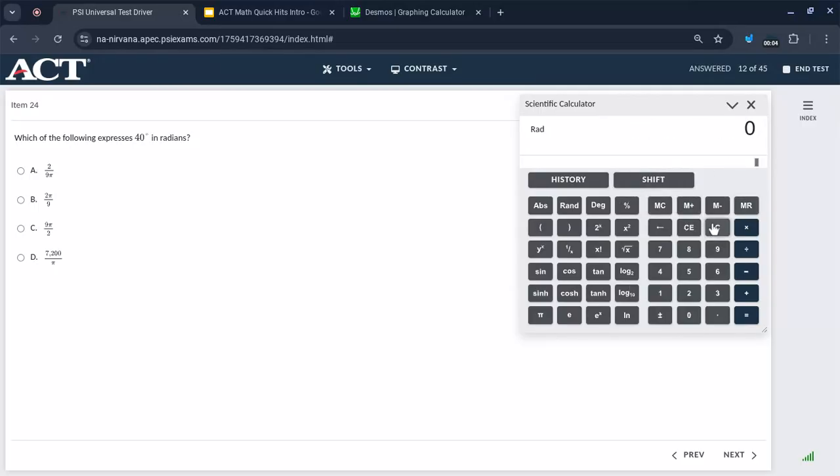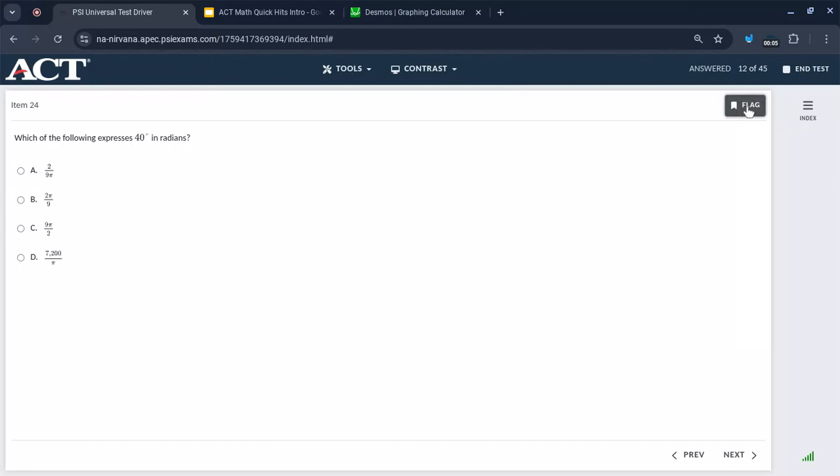So then what we could do is check all of these fractions. We could check that 2 divided by 9 and see what that gives us. How about we do divided by instead of times? 2 divided by 9, we get 0.22222. Okay, that's the one we're looking for.